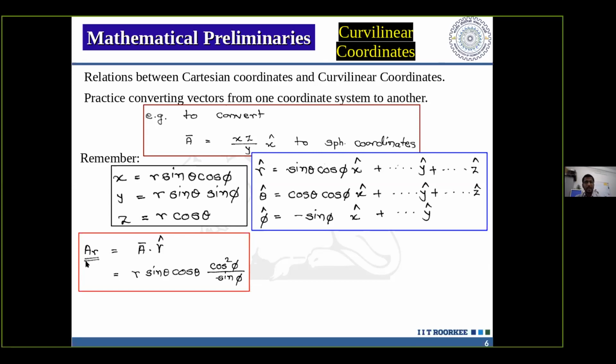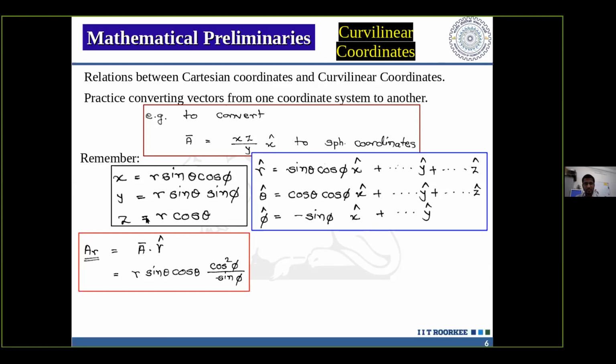For that, I will do A bar dot r cap. So now I have this A bar. When I take the dot product with r cap, x cap dot x cap will survive, and the remaining both will be zero. Then what I will have is x z over y times sine theta cos phi. But then I have to replace x z over y using these relations. So that will give me A dot r cap.